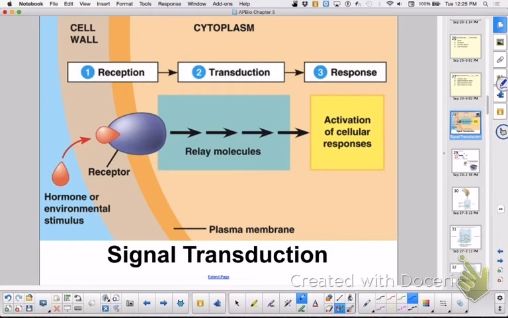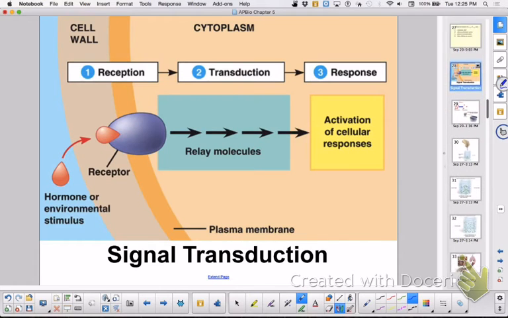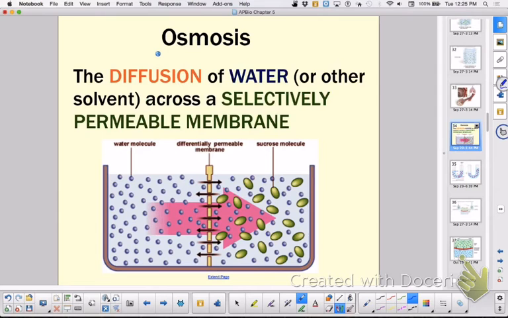Then we talked a little bit about introducing signal transduction. That's going to come up when we talk about hormones, but I wanted you to see where a protein is acting as a receptor, and that's setting off several relay molecules, which then produce some sort of response. We'll spend some more time talking about that later, but next I want to talk about diffusion, and most specifically osmosis. Diffusion is just going from a higher concentration to a lower concentration, but osmosis is the diffusion of water across a semi-permeable membrane.